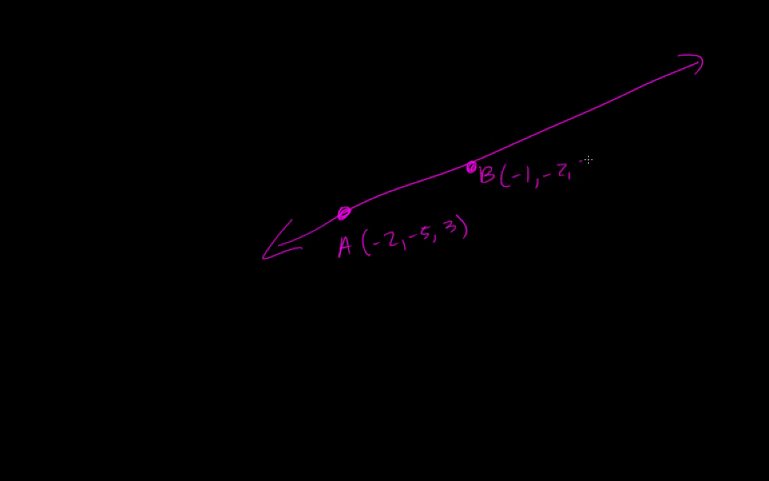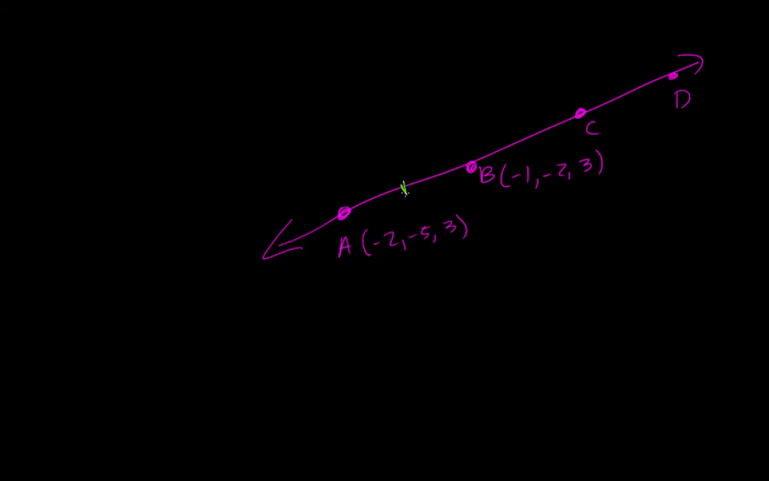Alright, let's try another one. Okay, so we have this picture where we have A, negative 2, negative 5, 3. We have B, negative 1, negative 2, 3. And then we have C, and we have D. But we don't know what they are.